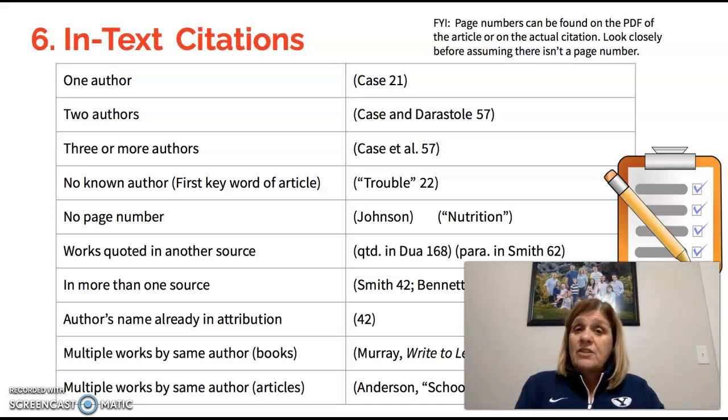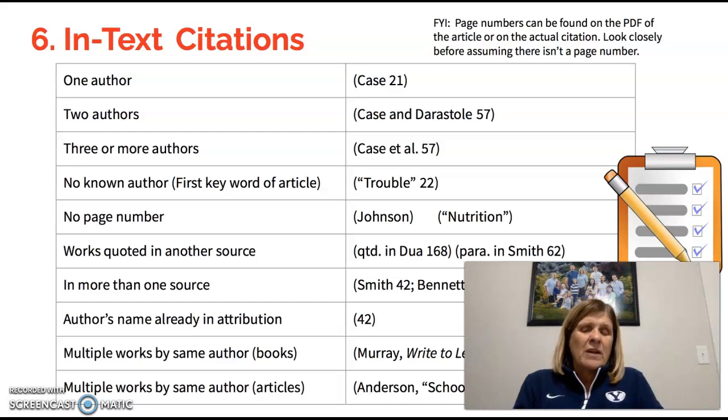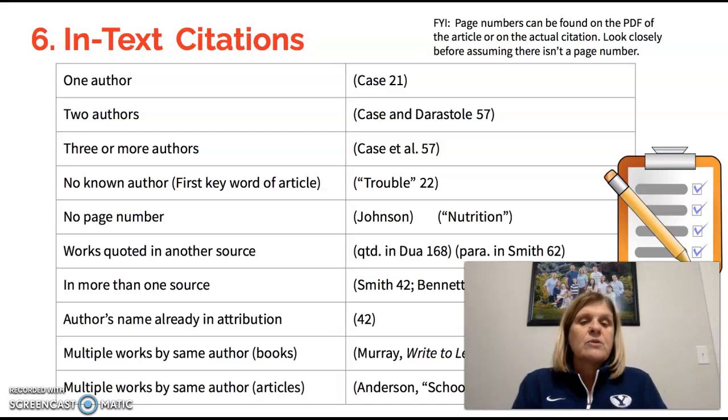If you look down the list, you can see all sorts of other possibilities that you might have with your sources. Some of you, of course, will have a source if you used a video without a page number. So what is it you do there? If you have 3 or more authors, what do you do there? If you have 2 sources by the same person, what do you do? The one that I want to go over, and I think I may have touched base with it in one of the classes yesterday, is the one where it says works quoted in another source.